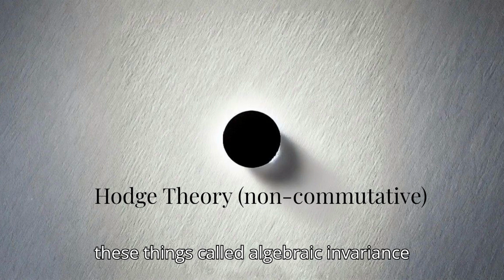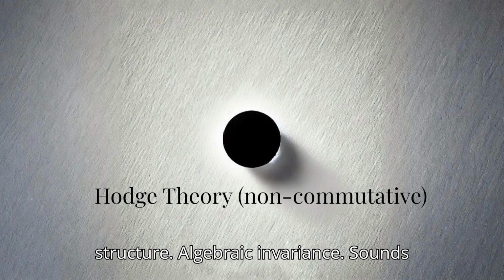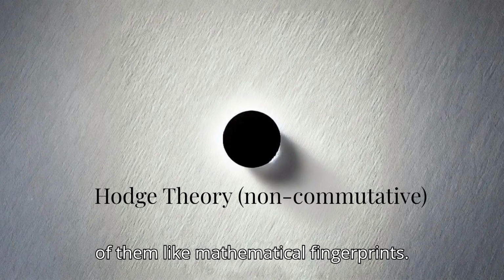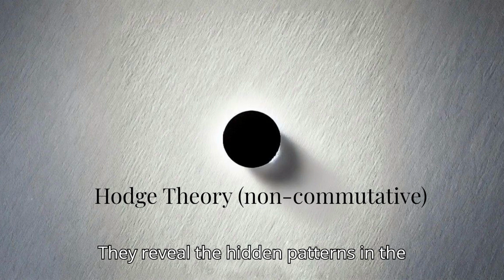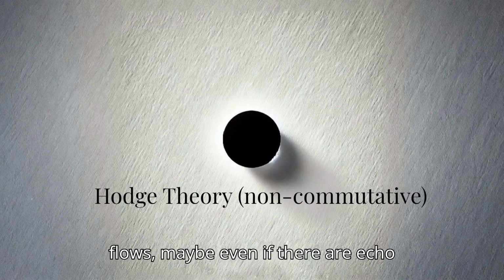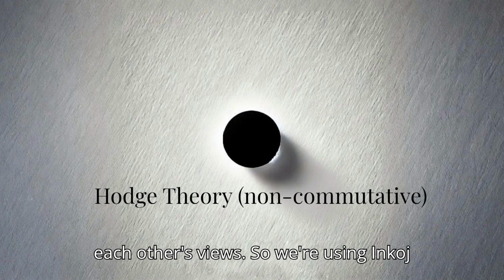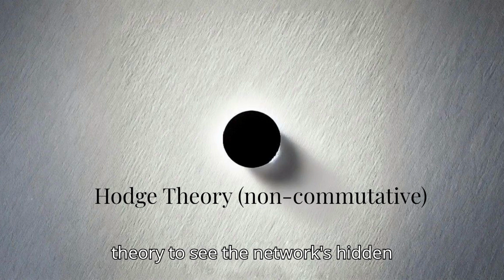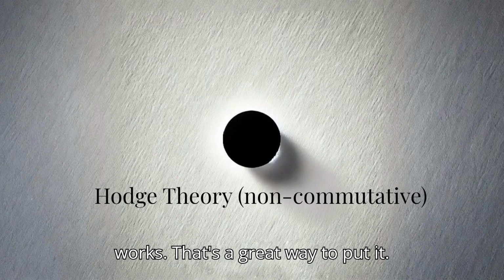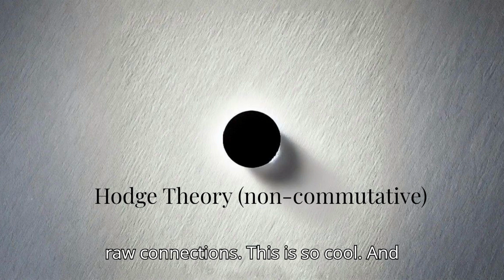We calculate these things called algebraic invariants that capture that non-commutative structure. Algebraic invariants. Sounds complicated. What do those tell us? Think of them like mathematical fingerprints. They reveal the hidden patterns in the network. Things like how influential different blogs are, how information flows, maybe even if there are echo chambers or clusters of blogs reinforcing each other's views. So we're using Hodge Theory to see the network's hidden anatomy, the structures that shape how it works. That's a great way to put it. These invariants give us a much deeper understanding than just looking at the raw connections.